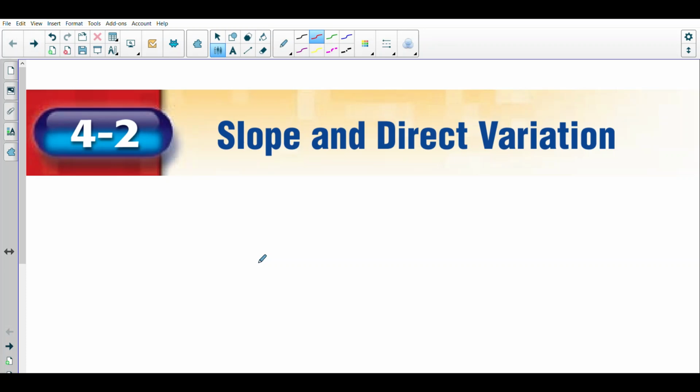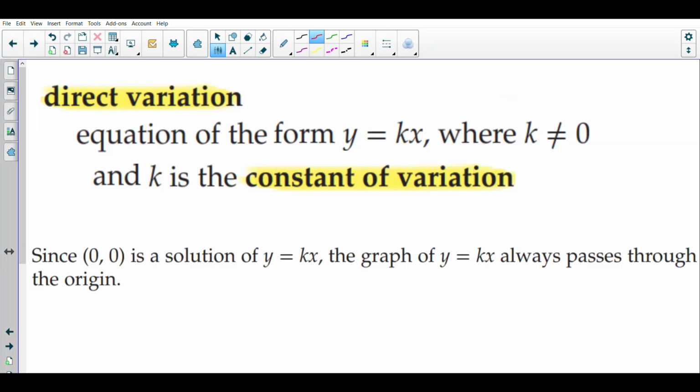Let's get started. So direct variation is an equation of the form y equals kx, where k is not equal to 0 and k is the constant of variation. Essentially, k is just a fancy word for slope in these situations. So we have to be in y equals kx form for it to be considered the constant of variation.